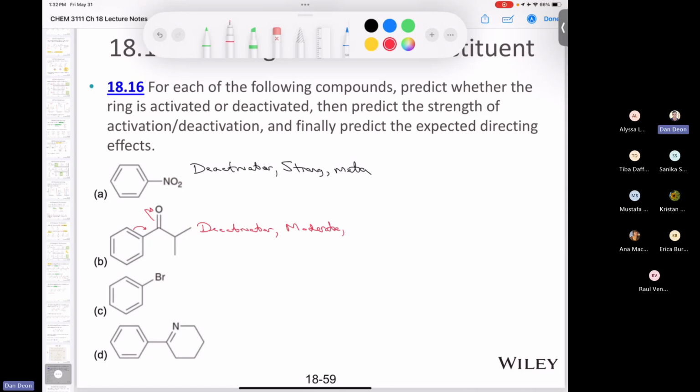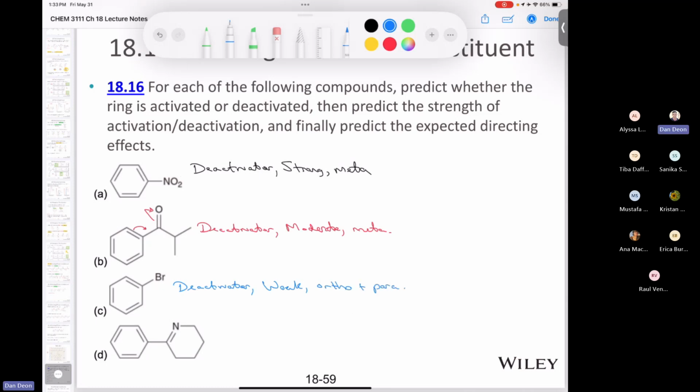And then if it's a deactivator, we're going to say meta position, unless it was a halogen, in which case we have in the next one. So remember, the halogens are an exception. They are deactivators. They are weak. So we'll put here deactivator, put weak. But they don't direct to the meta position. They direct to the ortho and para positions.